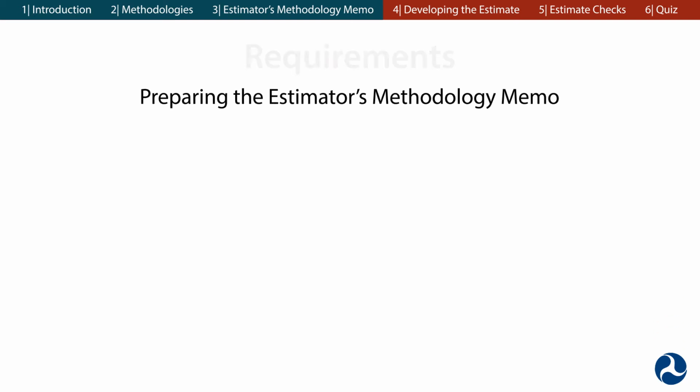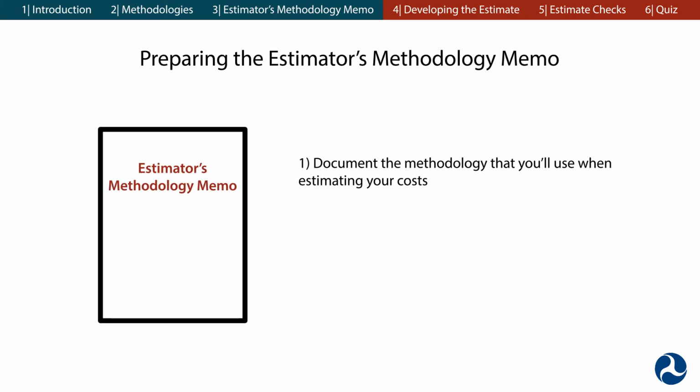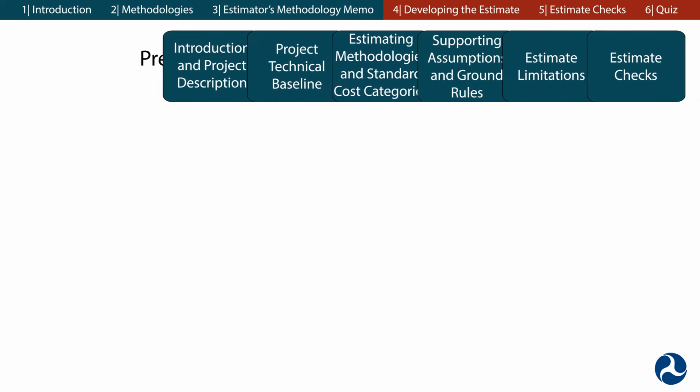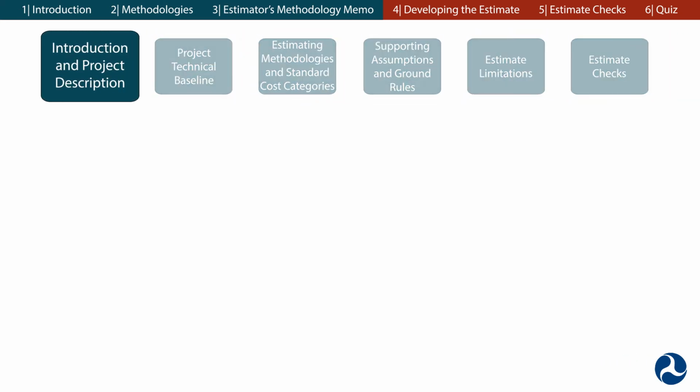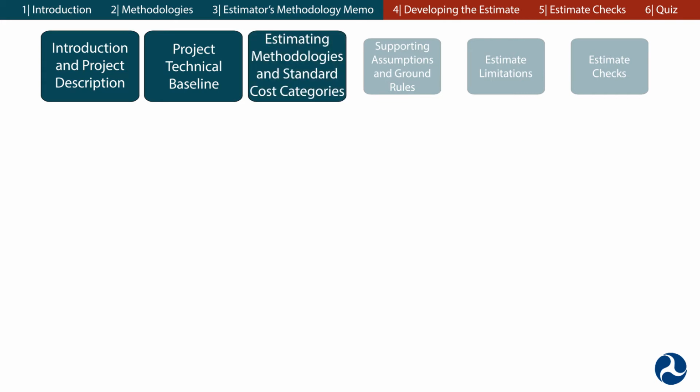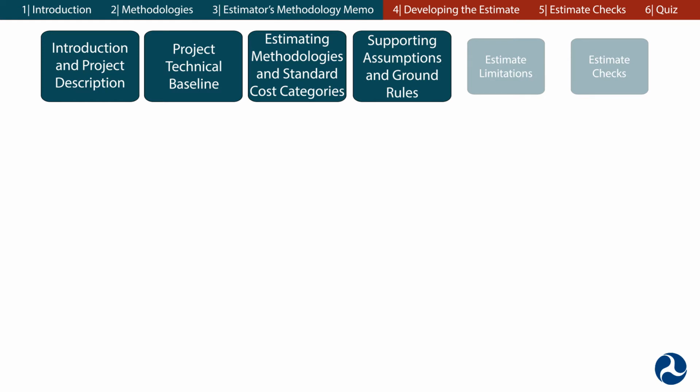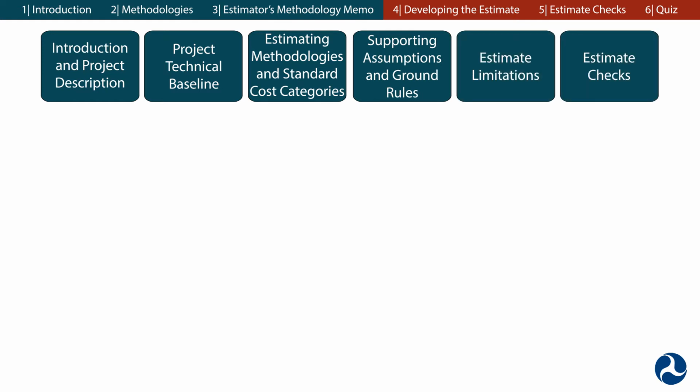The purpose of this memo is to document the methodology that you'll use when estimating your costs. It helps to ensure that you maintain a consistent project-wide approach, especially if multiple staff members on multiple teams are working on the cost estimate. The estimator's methodology memo is comprised of 6 sections: Introduction and Project Description, Project Technical Baseline, Estimating Methodologies and Standard Cost Categories, Supporting Assumptions and Ground Rules, Estimate Limitations, and Estimate Checks.